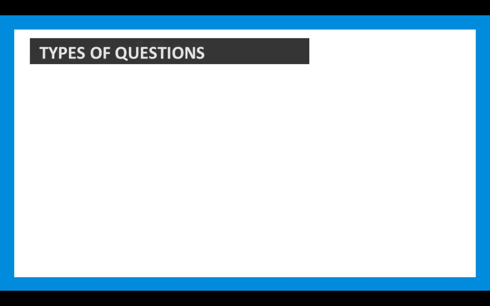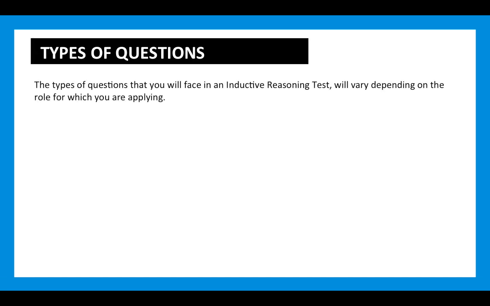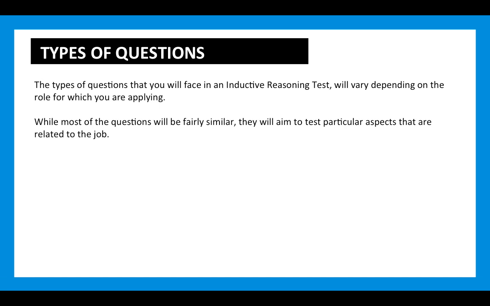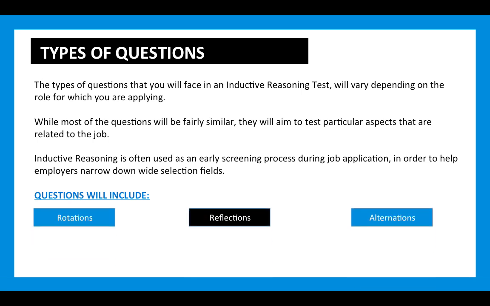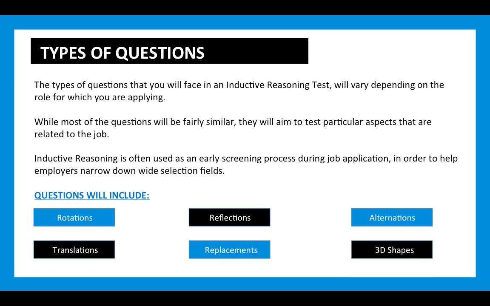Okay, so types of questions. The types of questions that you will face in an inductive reasoning test will vary depending on the role for which you're applying. While most of the questions will be fairly similar, they will aim to test particular aspects that are related to the job you've applied for. Inductive reasoning is often used as an early screening process during job applications in order to help employers narrow down wide selection fields. So questions will include rotations, reflections, alternations, translations, replacements, and 3D shapes.